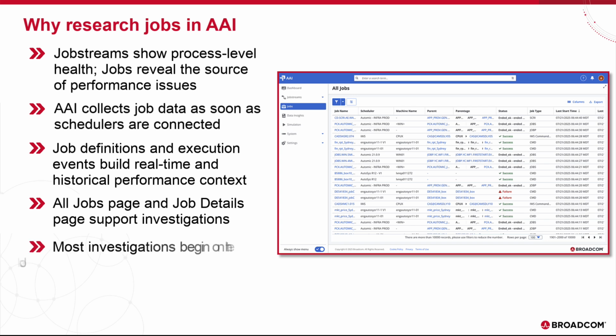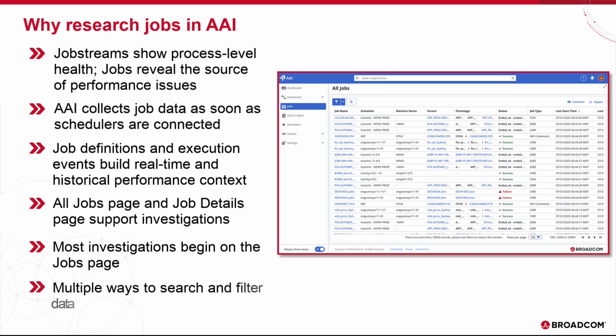In most investigations, you'll start by searching for jobs from the All Jobs page, then opening individual records to examine the details. AAI offers multiple ways to search and filter data, including the global search, standard filter options, advanced filtering, and the AI filter assistant.